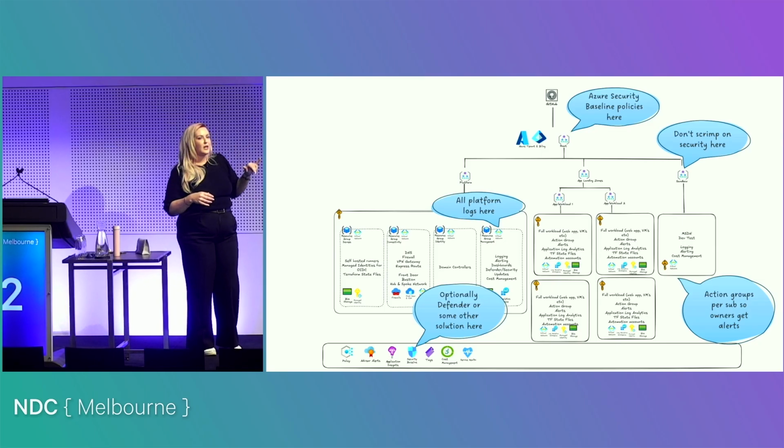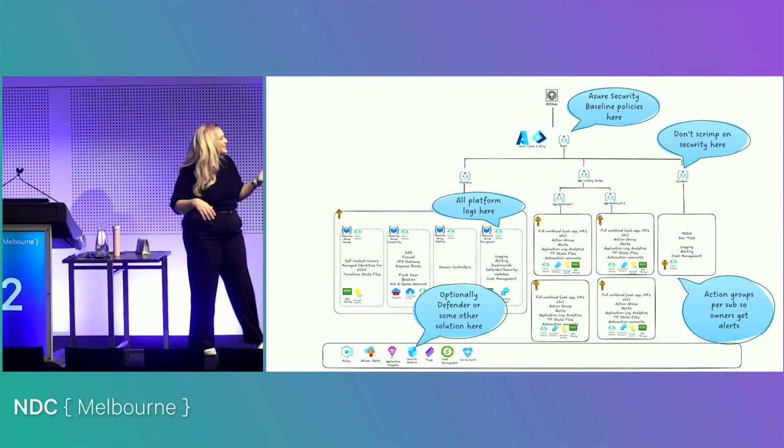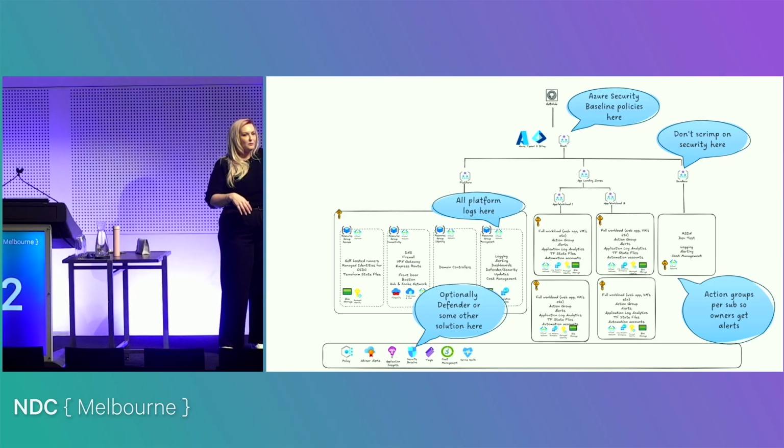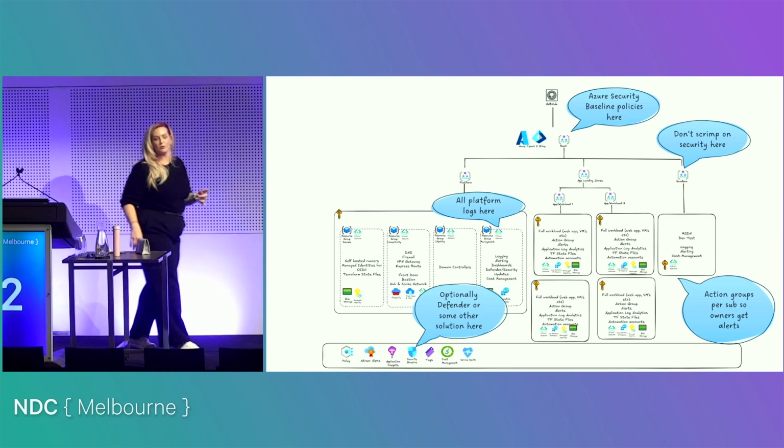The only downside to having many is you don't get consumption-based discounts. If you have 500,000 log analytics workspaces, you don't get any discounts. But I generally have one for all platform logs and then one for each application subscription, so that the teams can write and read and delete whatever they want out of there without affecting my security logs. And then I have action groups per subscription so people can subscribe and know what's happening in their environment.